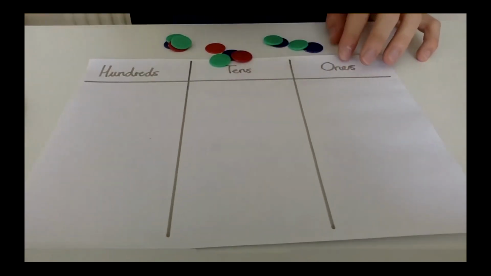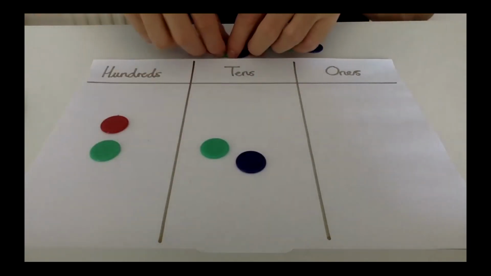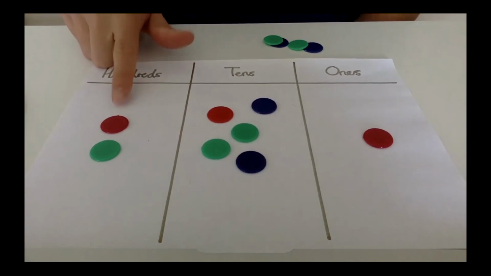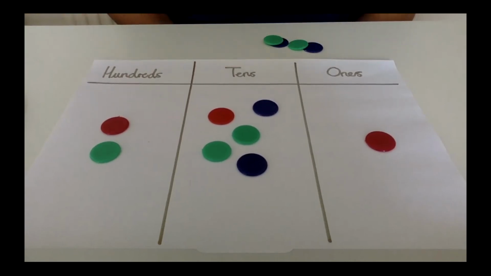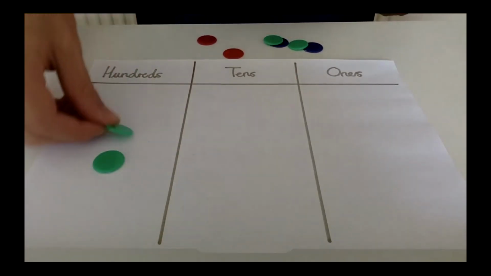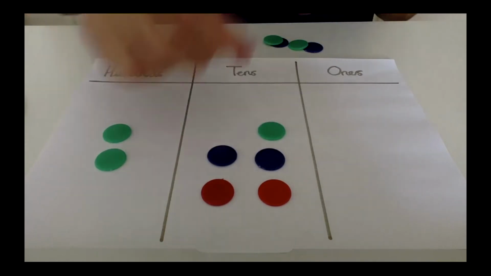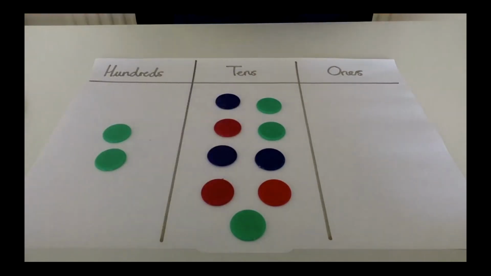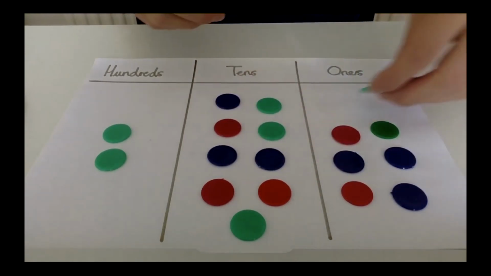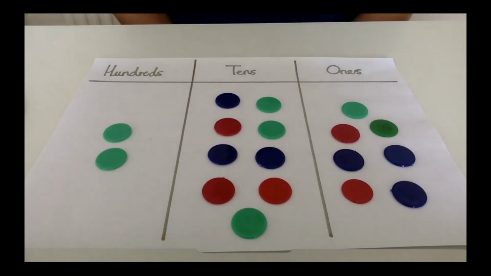Okay, let's do a couple more. The next one was 251. So I need 200, and 50: 10, 20, 30, 40, 50. There we go, 251. 2 in my hundreds, 5 tens, and 1 one. Let's do one more. The next one was 297. Okay, so 200 again, 90, 9 tens: 1, 2, 3, 4, 5, 6, 7, 8, 9. And 7 ones: 1, 2, 3, 4, 5, 6, 7. There we go, 297. So I've made those numbers using my place value counters on my place value grid.